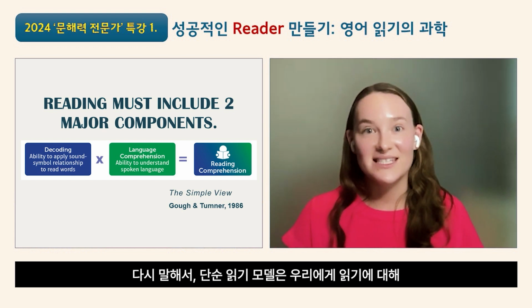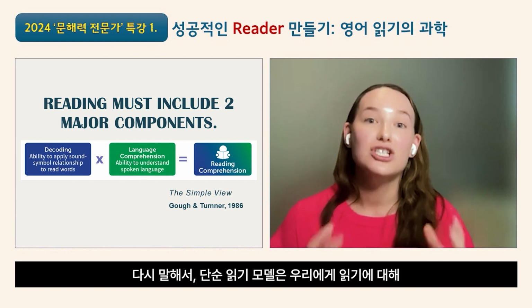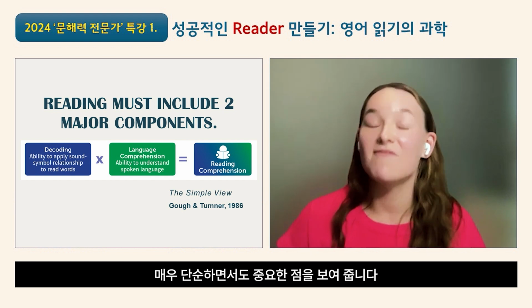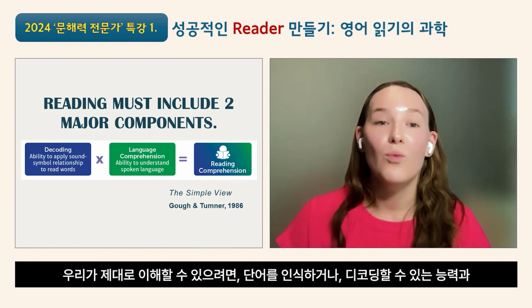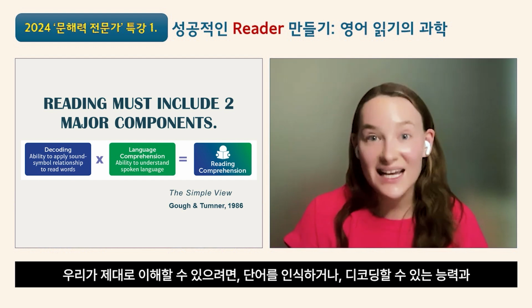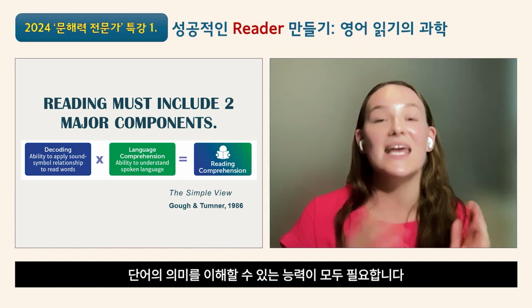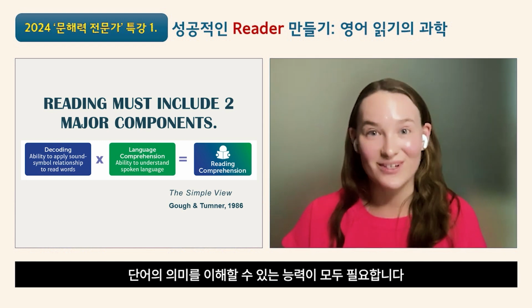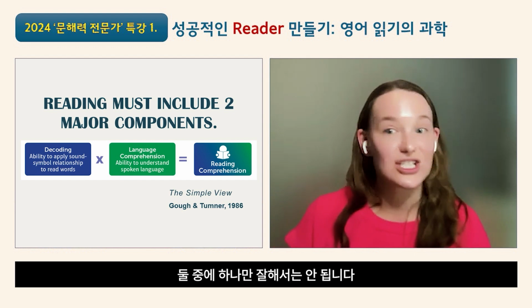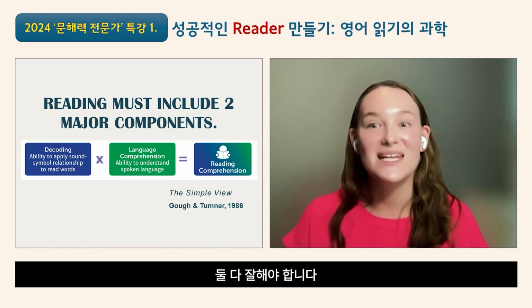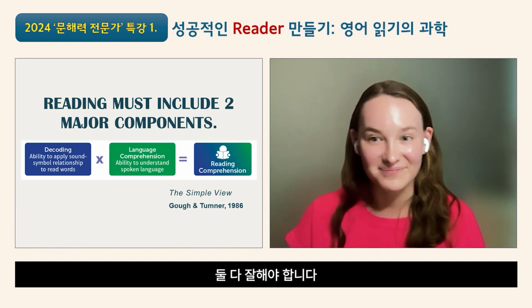In other words, the simple view shows us a very simple but very critical point about reading. We need to be able to both recognize or decode the words and understand the words in order to really be able to comprehend. We can't just be good at one or the other. We need to be good at both.